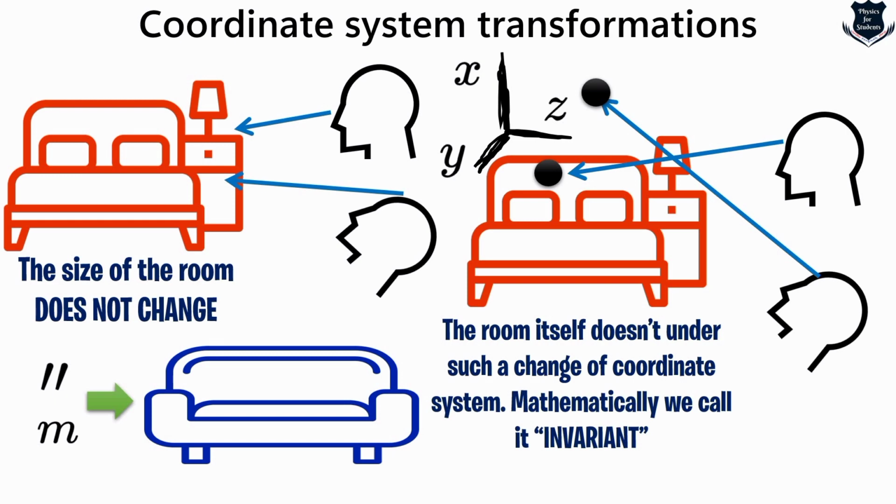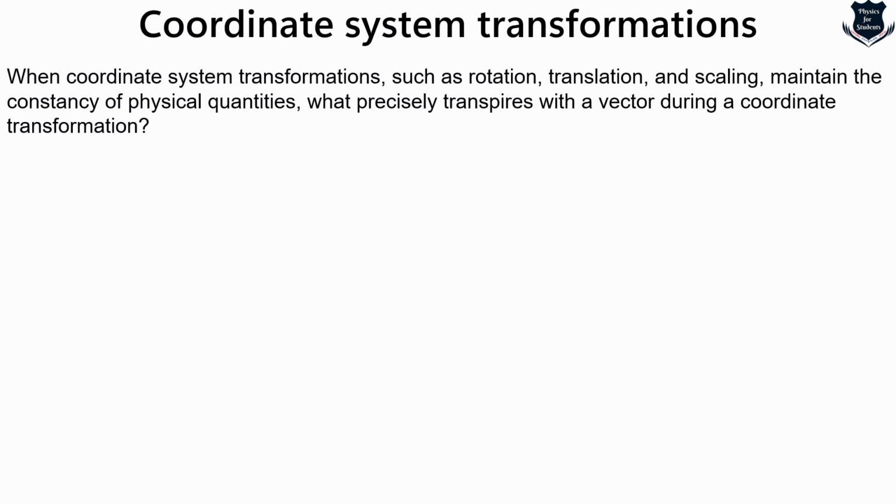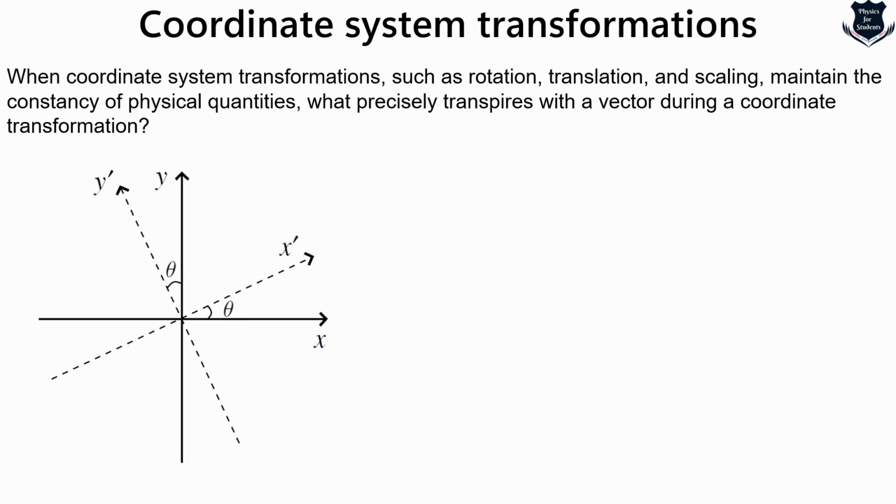So if a coordinate system's transformation such as rotation, translation and scaling leaves physical quantities unchanged, what exactly happens when you transform the coordinates? Let us look in the next part of our video. So when coordinate transformation systems such as rotation, translation, etc. change, what precisely transpires with a vector during a coordinate transformation? Here is a quick example.